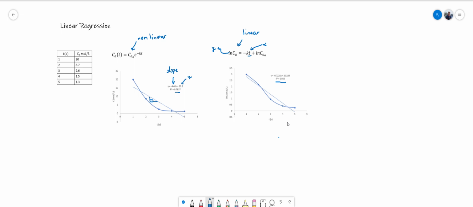In the next video, I want to show you how we can do this. I did this in Excel, but in the next video I'm going to show you how we can get these values using our TI-84 graphing calculators. Cool.